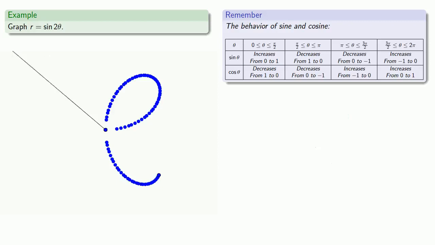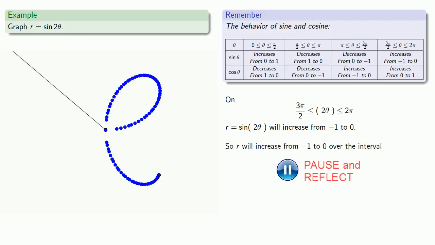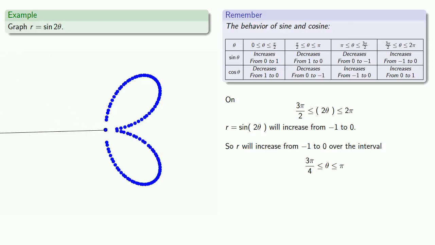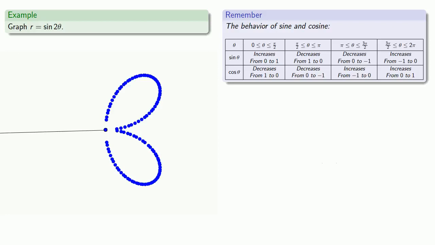From between 3 pi over 2 and 2 pi, r equals sine of it will increase from -1 to 0. So r will increase from -1 to 0 over the interval, which will give us a graph that looks something like this. Now notice that we've only gone halfway around the pole. We've only used angles between 0 and pi. So how do we find the rest of the graph?